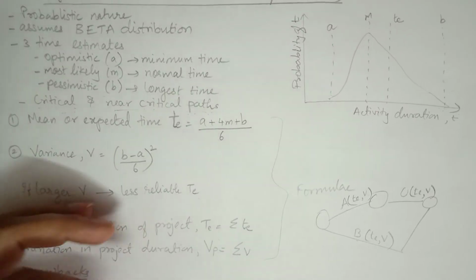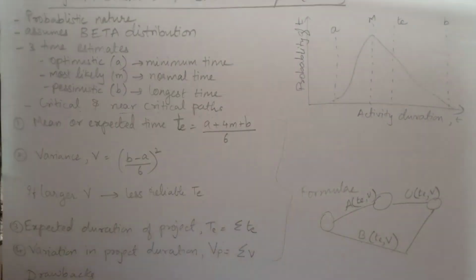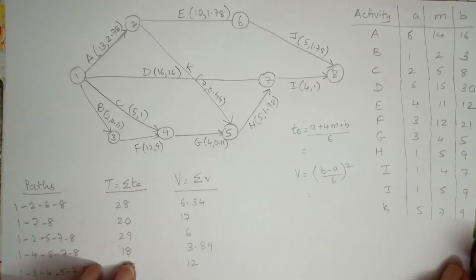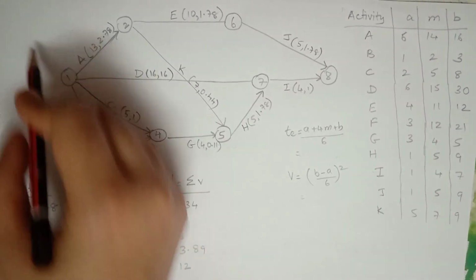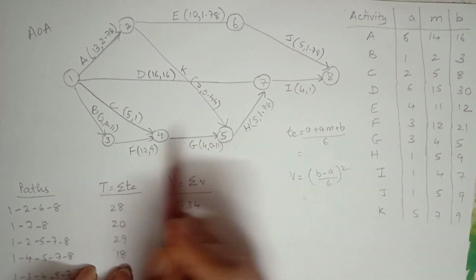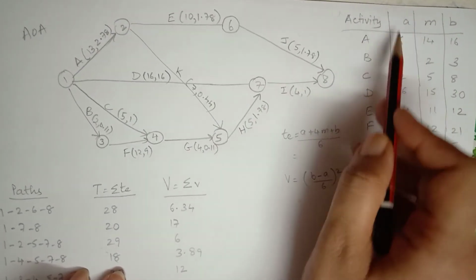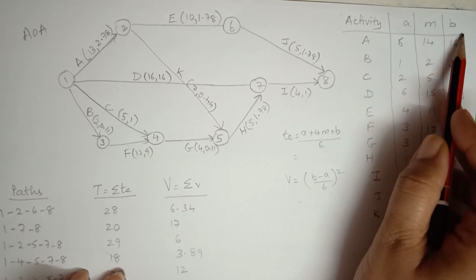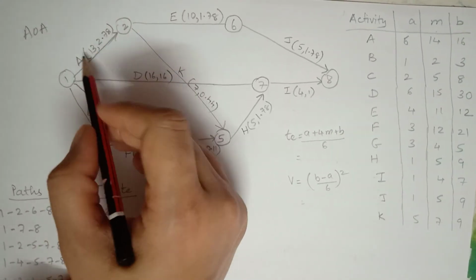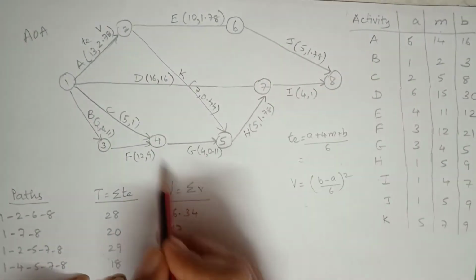Now to understand this chart or this method, let's consider this example. I've already drawn this network diagram, which is of the type AOA. As you can see, the activities are on the arrow. These activities have three time estimates: optimistic, most likely, and pessimistic. Based on these values, I have already calculated the TE and the V values for each and every activity.